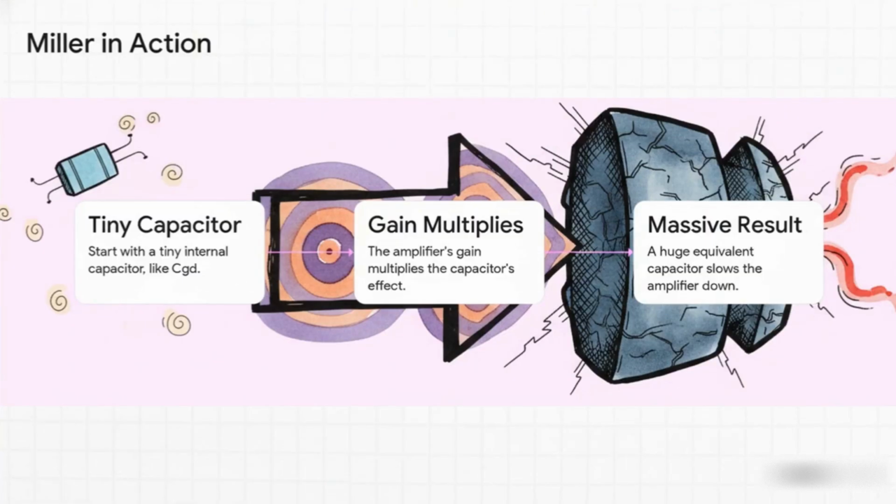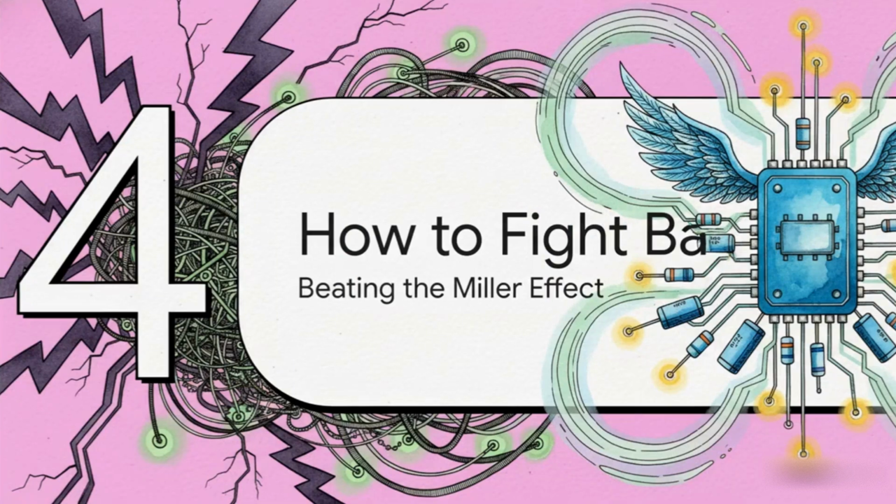Okay, so let's break it down, because this is the absolute core of it all. You start with a physically tiny capacitor. Then, the amplifier's own gain multiplies its effect, and the result is a huge equivalent capacitor that the input signal has to constantly charge and discharge, which takes a ton of time and just grinds the amplifier to a halt at high speeds. So, if the Miller effect is our supervillain, who are the heroes? Well, engineers have come up with some really clever circuit designs to fight back. These are the high-speed heroes that neutralize the problem.